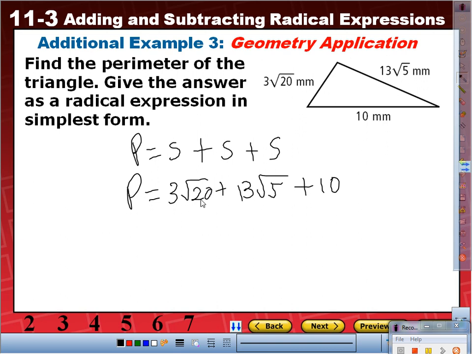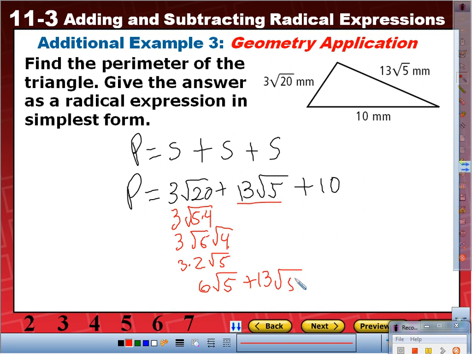However, can we simplify this one? Yes, this becomes 3 square root 5 times 4. 3 square root 5 square root 4. Which one simplifies? The 4. So this becomes 3 times 2 square root 5. This is 6 square root 5. Are we there? Bring down this one. This is plus 13 square root 5 plus 10.